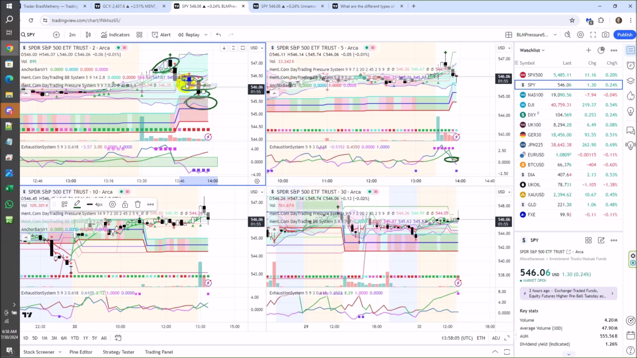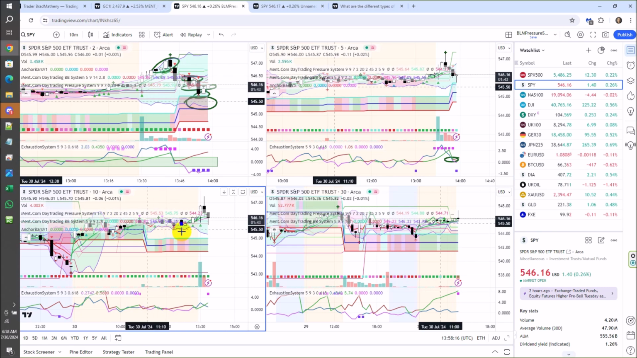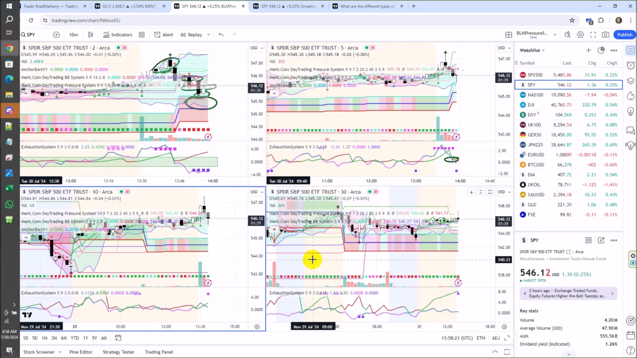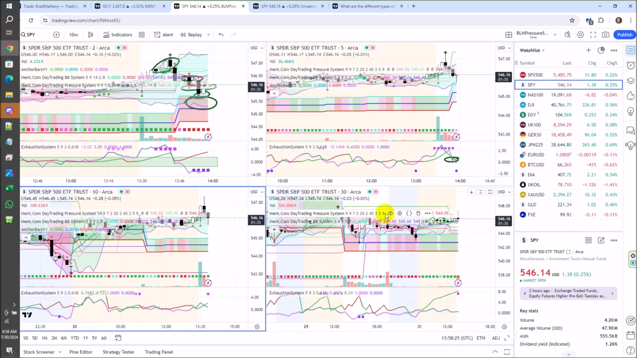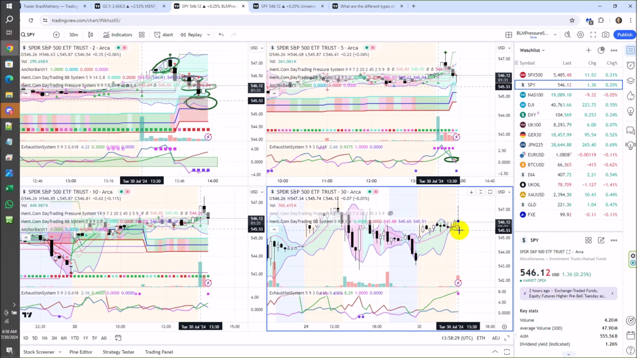You can see the Bollinger Band system is still very wide and still green on here, this 2-minute. It's still widening up over here and green on this 5-minute. The Bollinger Band system is hidden here, still green over here on the 10-minute, and is still green over here on the 30-minute.